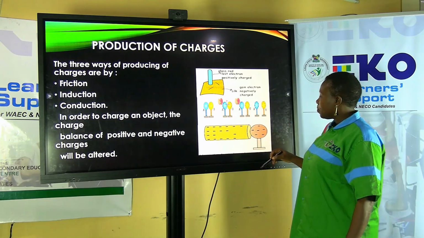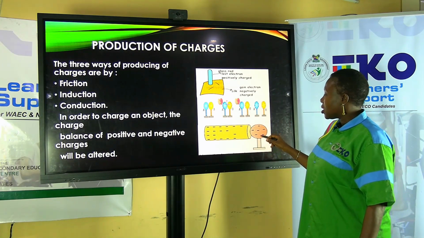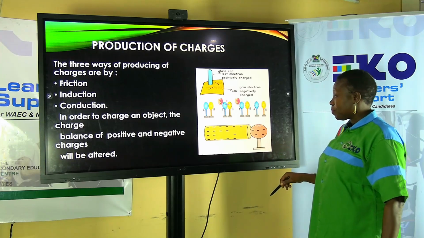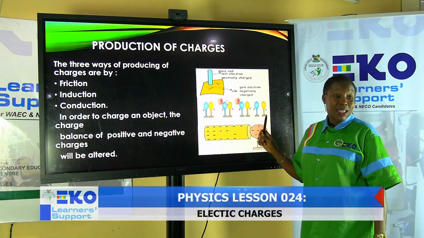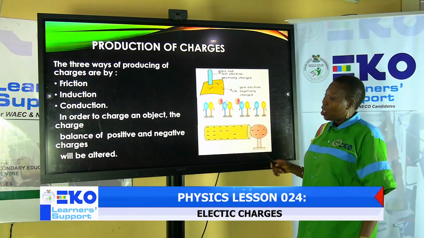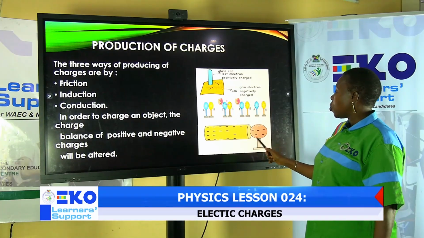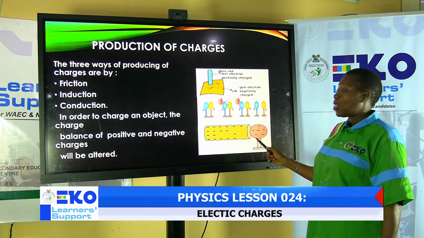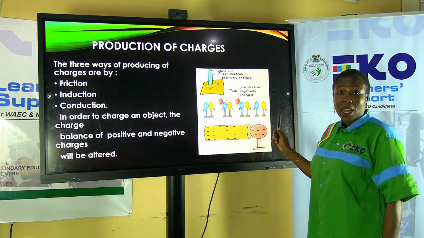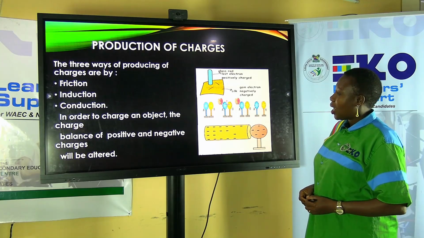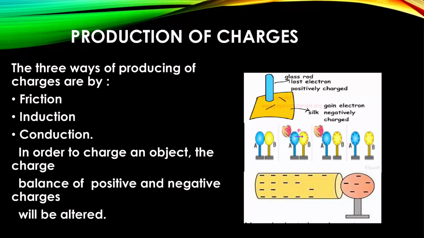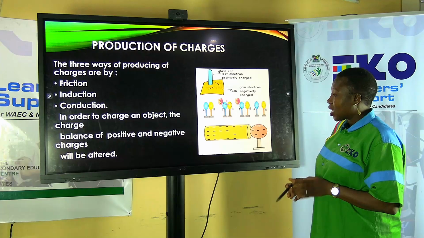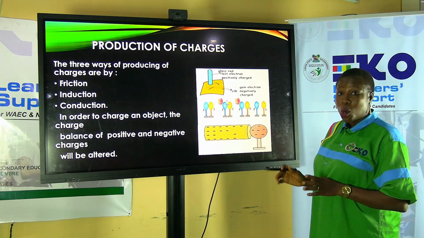For conduction, this is a rod that is being brought near another body. And as you can see, it has negative charge. So for conduction, it needs to be what? Nearer to the, it has to touch the other objects. And we said for an object to be charged, the positive and the negative charges will need to be altered.